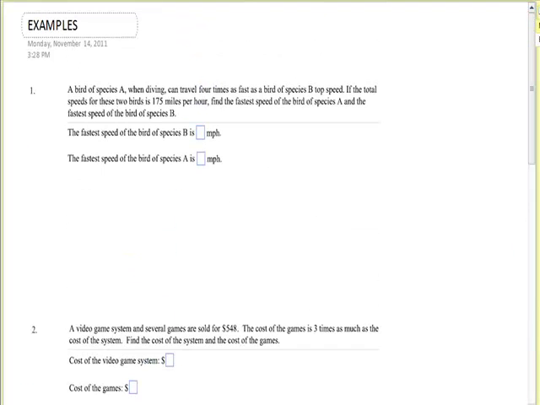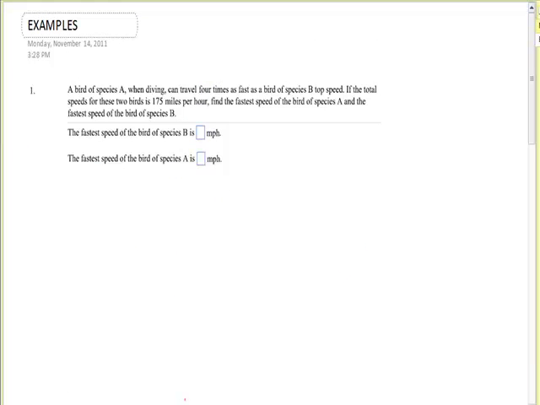I hope these are not too small for you to read. All right, the first one. A bird of species A, when diving, can travel 4 times as fast as a bird of species B, top speed. If the total speeds of these 2 birds is 175 miles per hour, find the fastest speed of the bird of species A and the fastest speed of bird of species B. I may have gotten tongue-tied on that one. All right, but they're 2 unknowns, bird from A and bird from B.